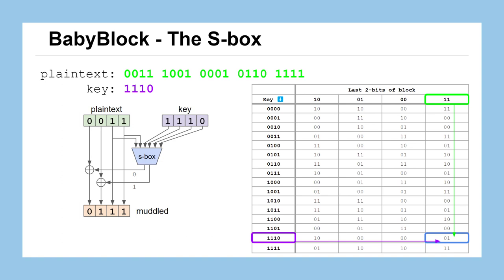So again, if you need to, pause the video, make sure you know where these 4 bits are coming from. The two on the left-hand side were encrypted with the output of the S box individually, by bit. And the right-hand side of the muddled block is just an exact copy of the plain text box.